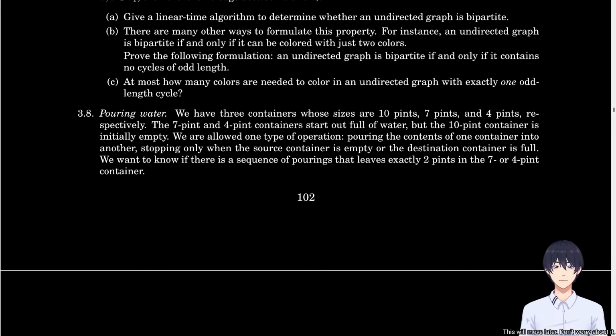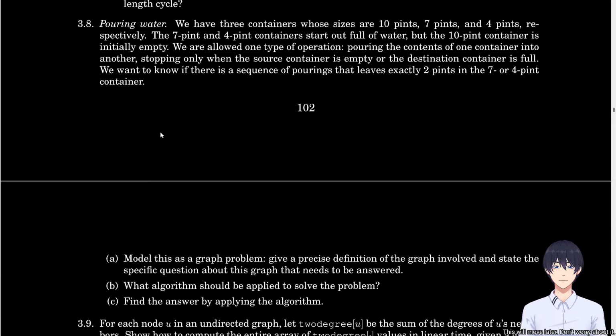We have 3 containers whose sizes are 10, 7, and 4. Respectively, the 7 and 4 containers start out full of water, but the 10 is initially empty. We are allowed only one type of operation, pouring the contents of one container into another, stopping only when the source is empty or the destination is full. We want to know whether there is a sequence of pourings that leaves exactly 2 pints in the 7 or 4 pint container.